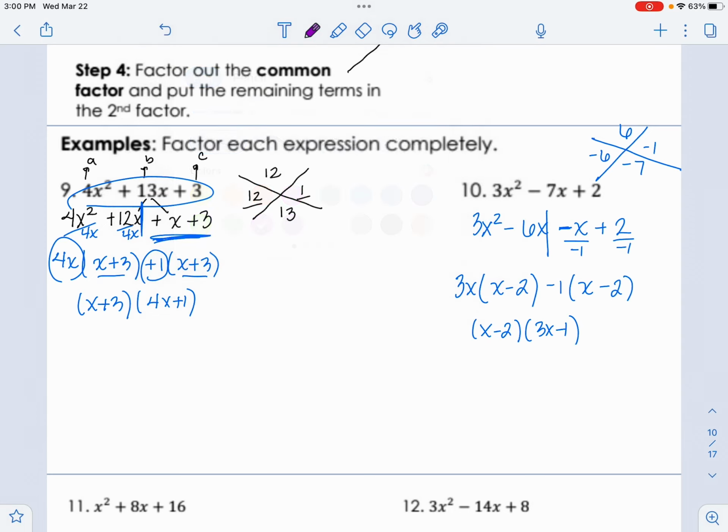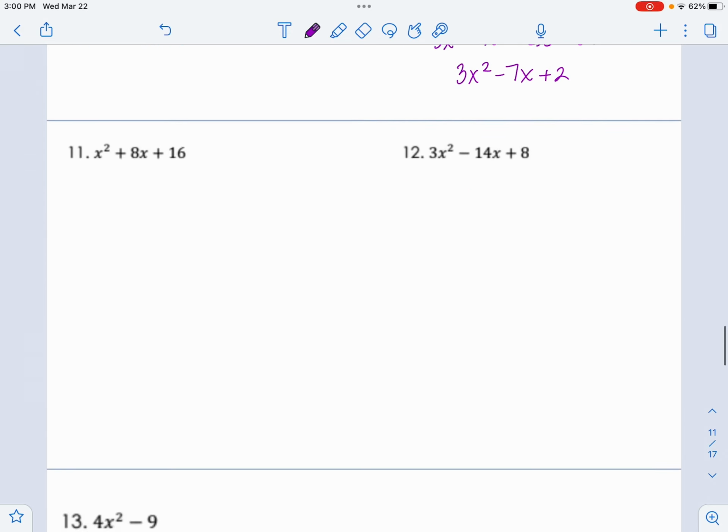And just so we can verify that we did this correctly, let's check this one. So by multiplying it out, we get 3x squared, -x, -6x, and positive 2. So combine like terms. And I have my original problem. So I know that I factored it correctly.